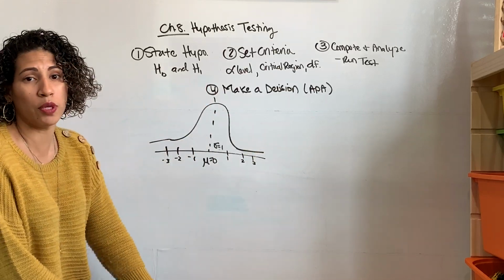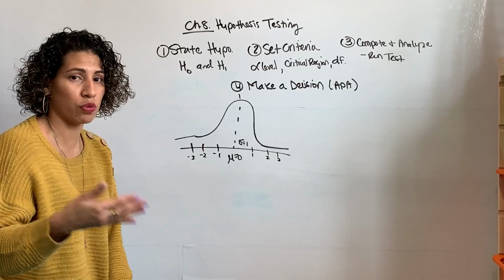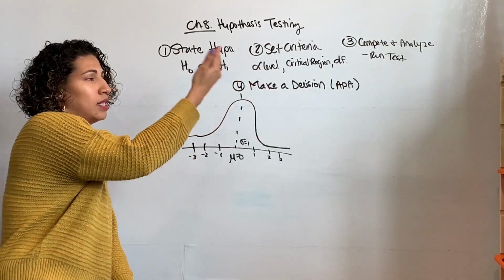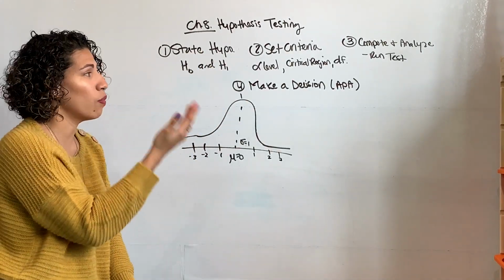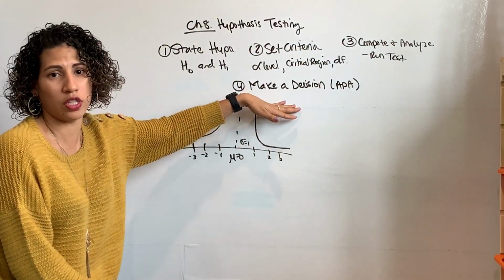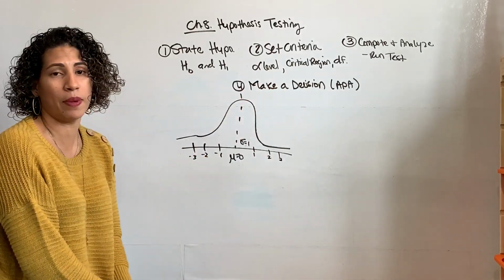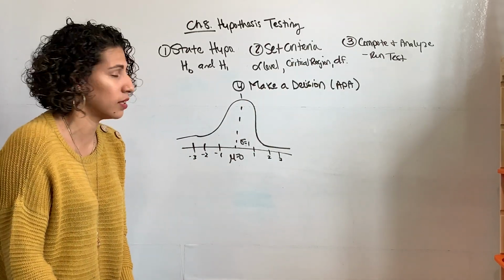And step 3, compute and analyze, in other words, run your test, and then actually think about the analysis, the results of those numbers as compared back to steps 2 and 1. And once you make that comparison back to steps 2 and 1, that typically leads you to step 4, which is basically making a decision and writing it up in APA format because this is for psych stats.